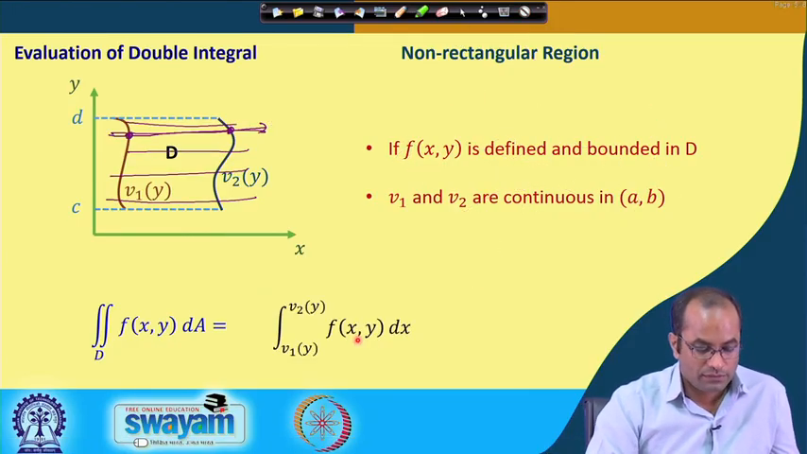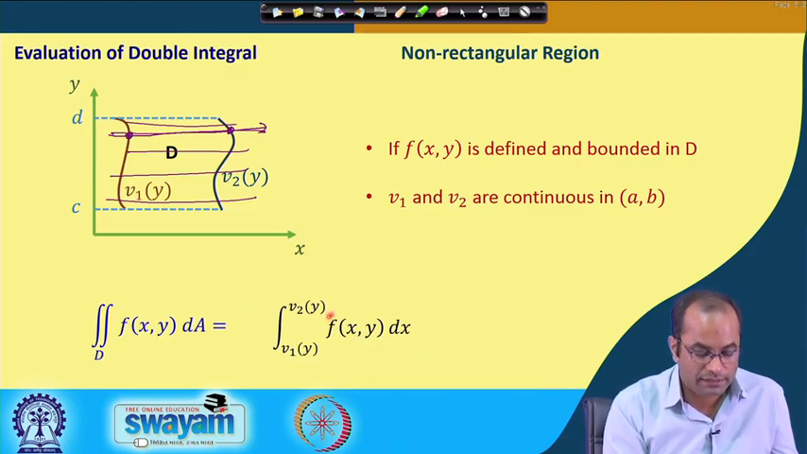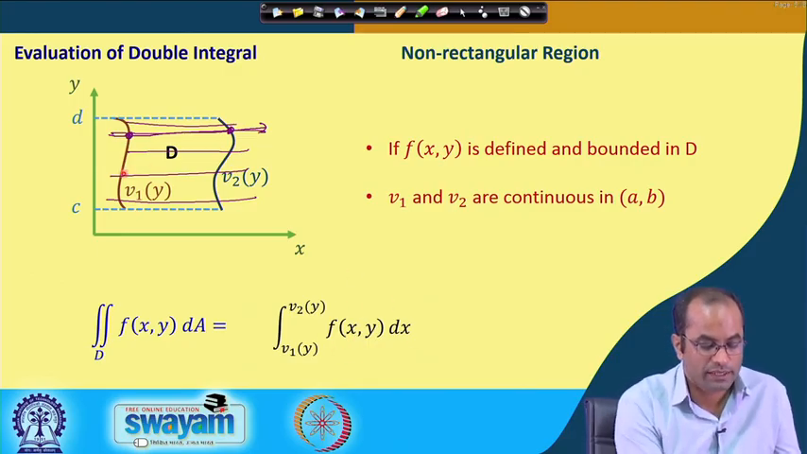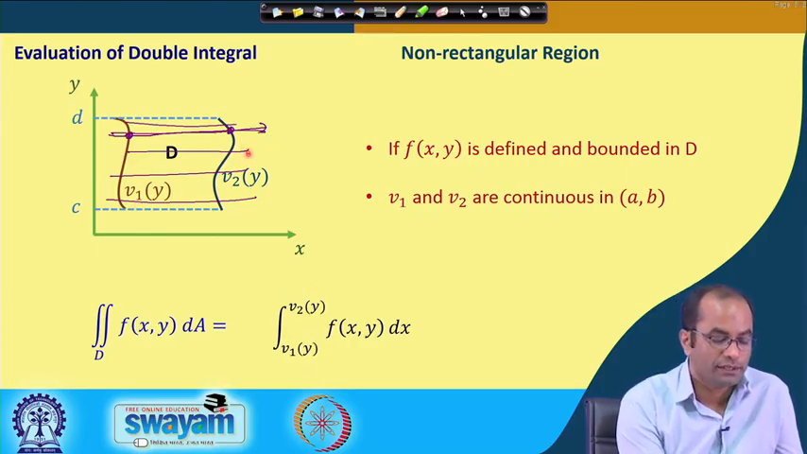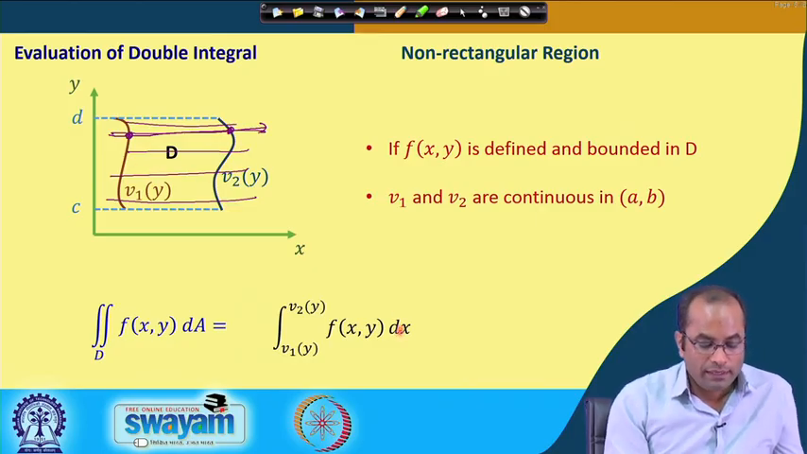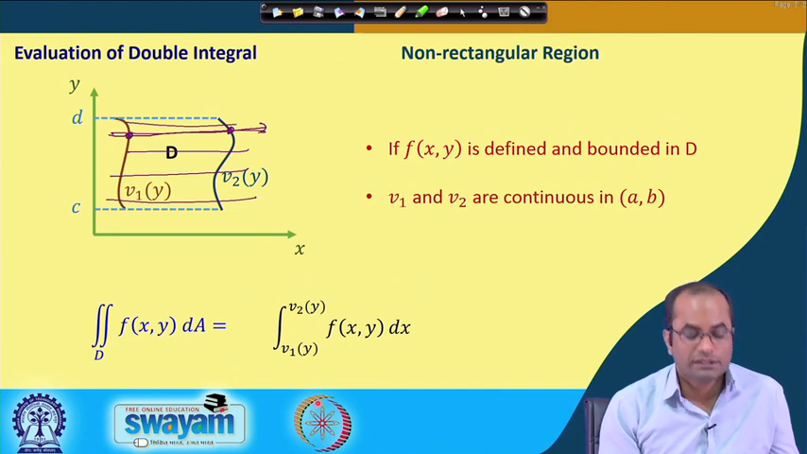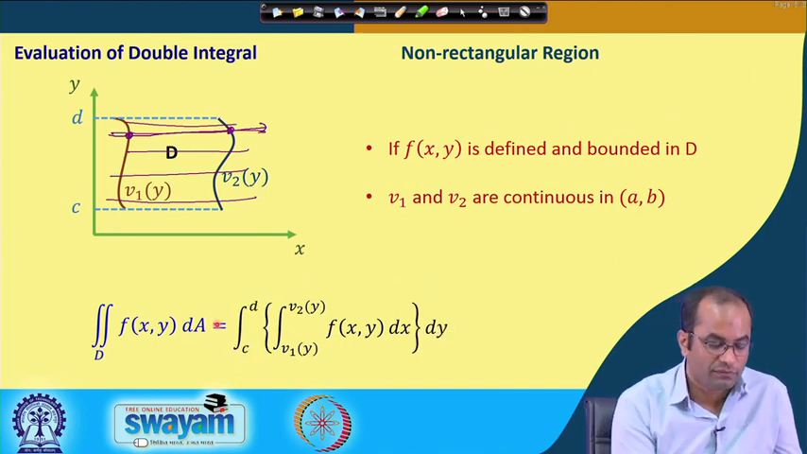And in this case, here the first integral, as I said, we will compute with respect to x now. So, for x we have the limits v 1 y to v 2 y. And once we have this integral, which will be a function of y, we will integrate with respect to y then, and for y the limits will be c to d.